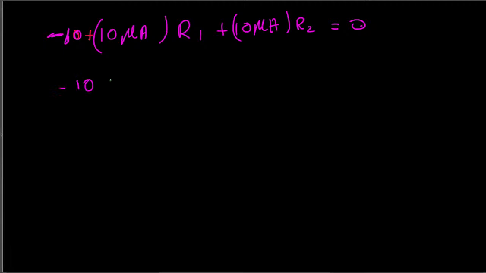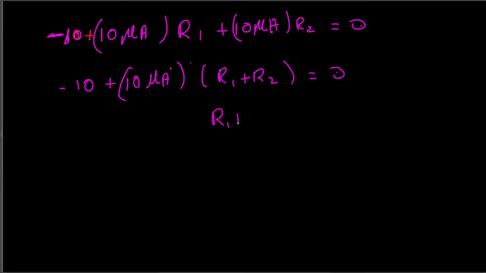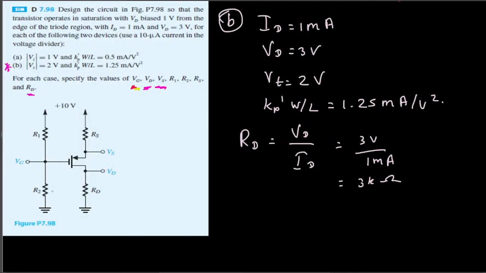Therefore 10 plus, here we can take the 10 microamperes common, and that gives us 10 microamperes times R1 plus R2, that is equal to 0. Therefore R1 plus R2 is going to be 10 divided by 10 microamperes, and that gives us 1 megaohm resistance. Okay, that is R1 plus R2, but we want to find out R1 and R2 separately.